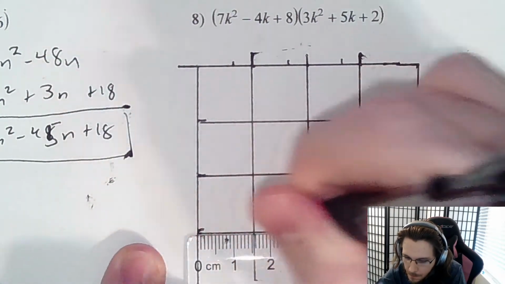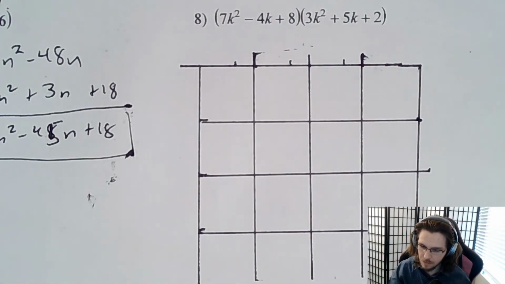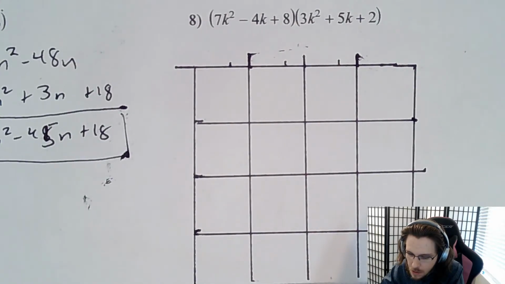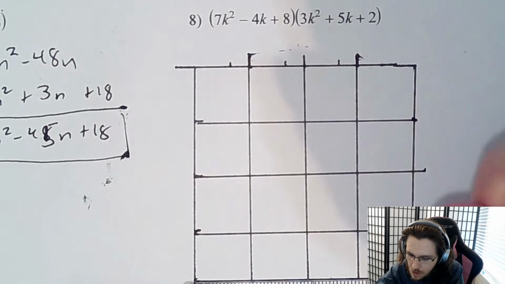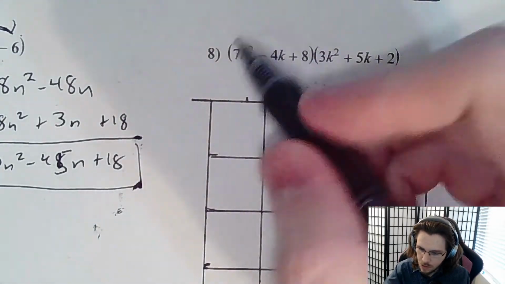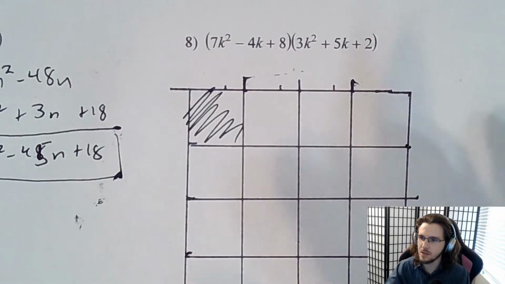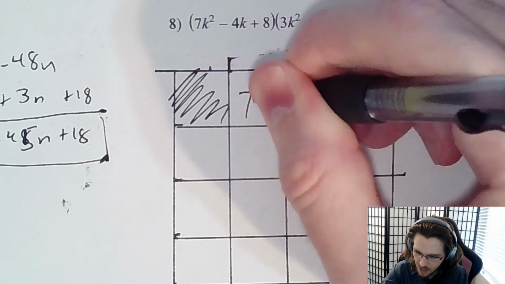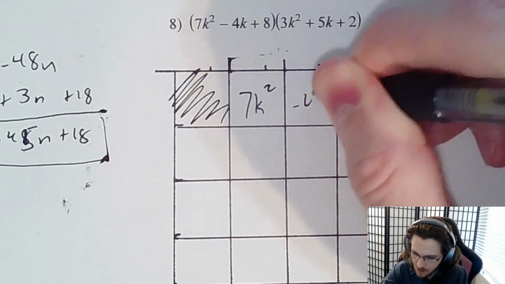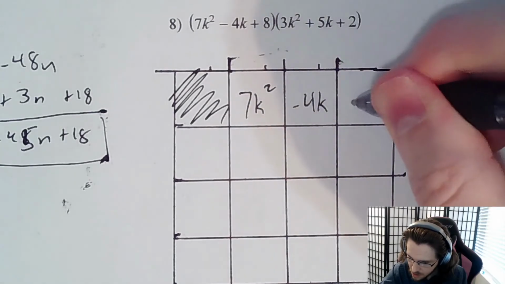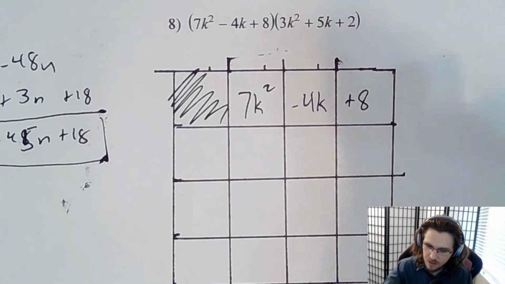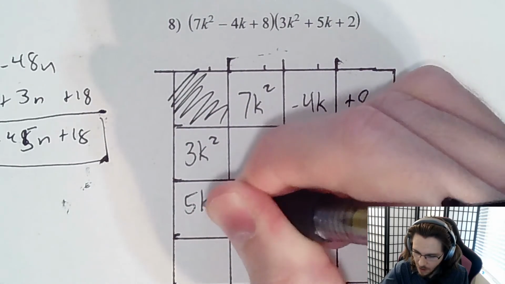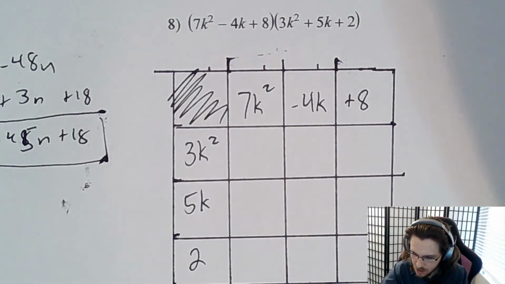Come on. And then I do this last bottom row. All right, so we don't need this top left box. And then I'm going to go ahead. We're going to do the first one across the top. So 7k squared minus 4k plus 8, and then 3k squared, 5k, and 2.